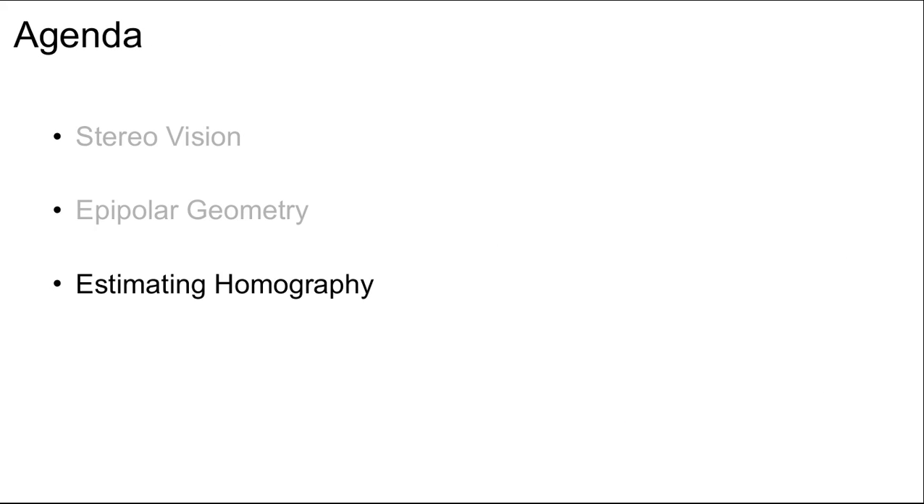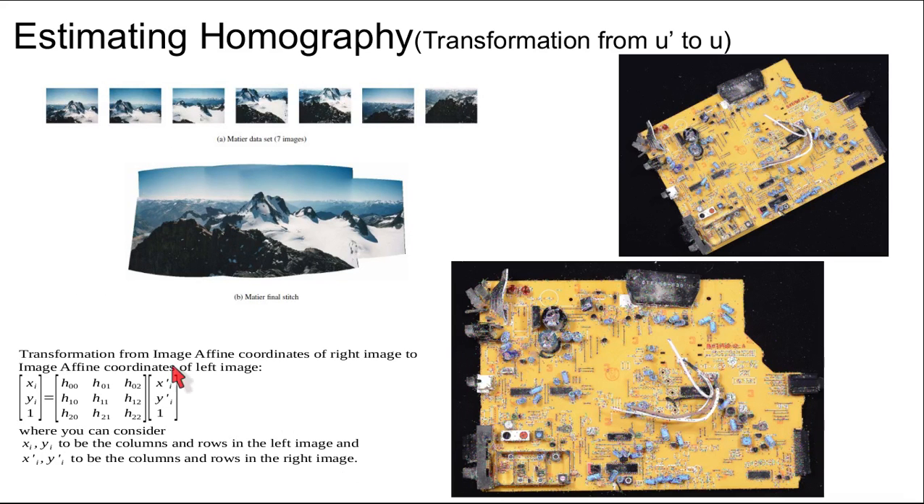Let us now discuss estimating homography from one image to another image. The homography matrix allows you to transform image affine coordinates of one image to image affine coordinates of a different image. So for instance, if xi dash, yi dash and 1 represent the image affine coordinates of our right image that we have been discussing so far, then this can be transformed into another image's affine coordinates xi, yi, 1 using this matrix. And you can consider xi, yi to be the columns and rows of the left image and xi dash, yi dash to be the columns and rows in the right image.